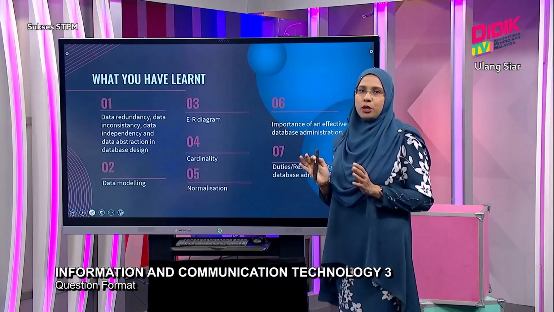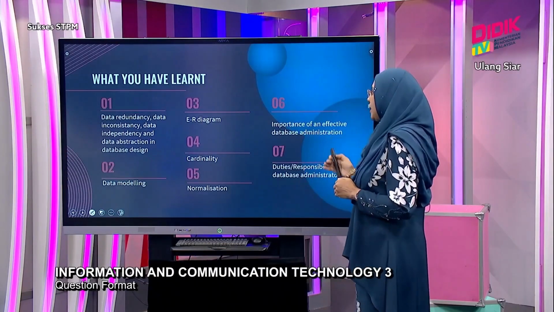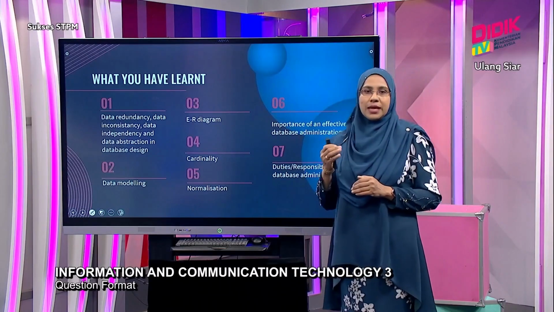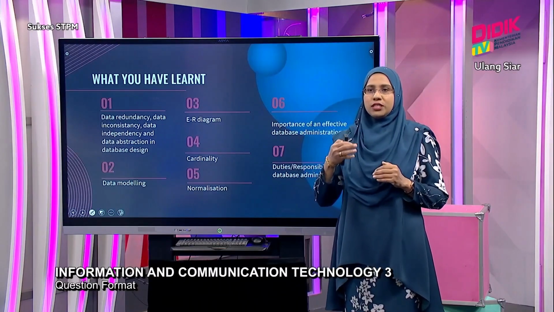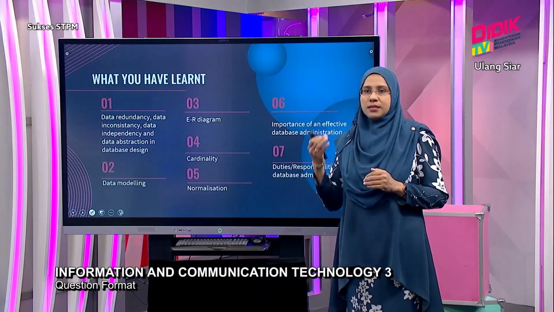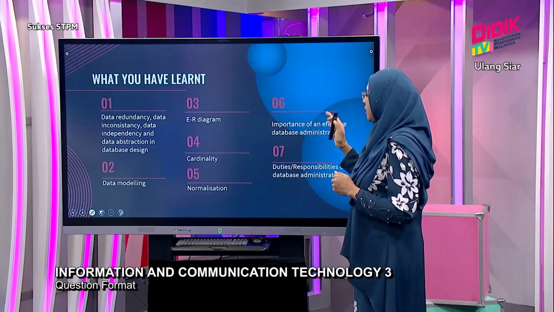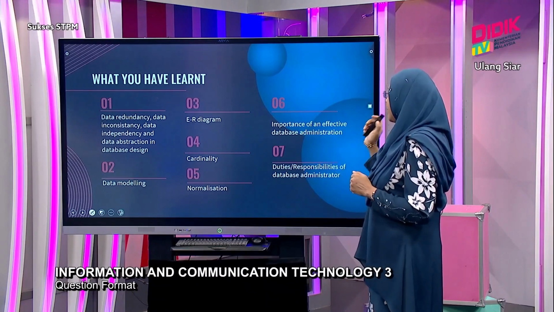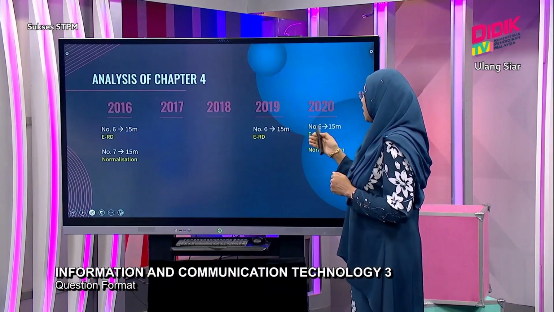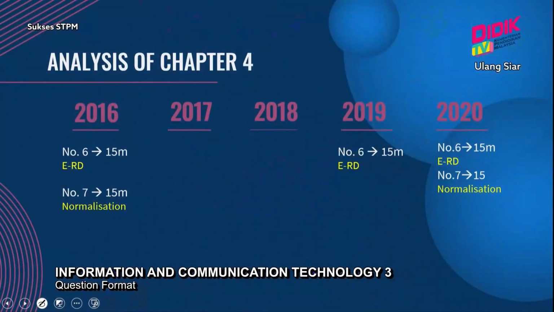Next, the 4th chapter, database system planning, design and administration. This is a very important chapter. Why is it important? Because you will be tested on your knowledge in analysis, synthesis and application, of all the models and diagrams that you have learned here. Questions came out in 2016, 2019 and 2020, mostly in Section B. We know that Section B is worth 15 marks, so make sure you can get the maximum 15 marks.